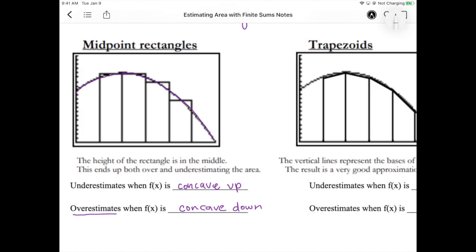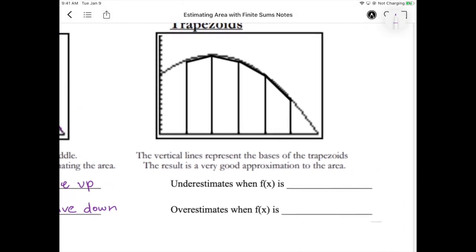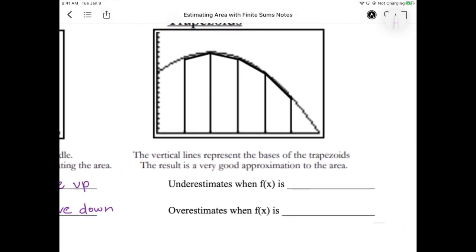Trapezoids are the opposite. You can see with this concave down graph, all the trapezoids end up being underneath the graph. So this is an underestimation when f of x is concave down. If I were to have a concave up graph, you would see the opposite. All of the trapezoids would be above the graph and they would be overestimates.